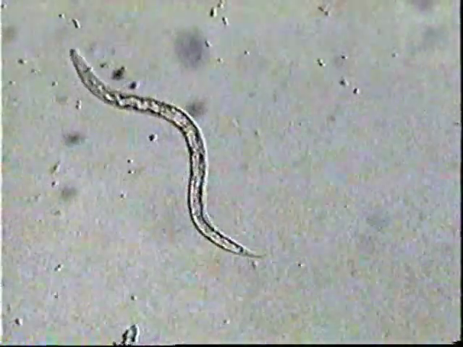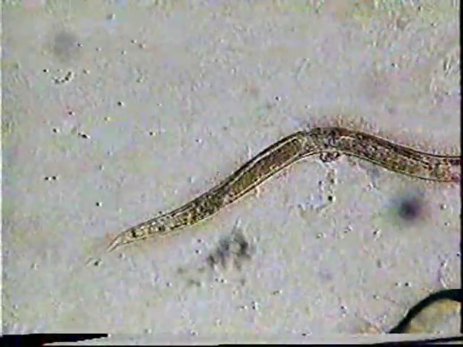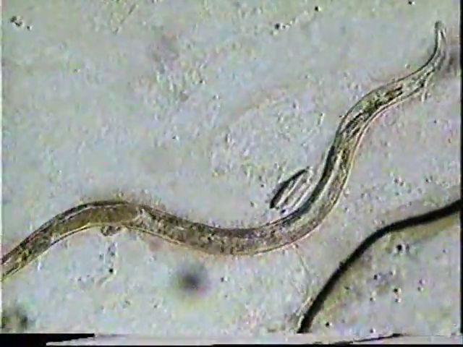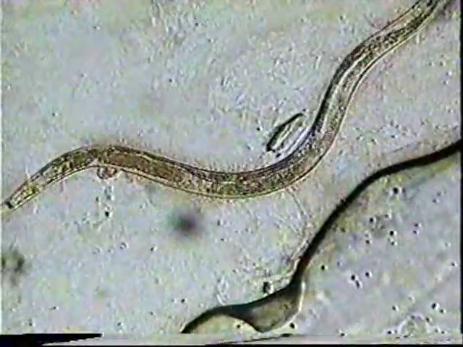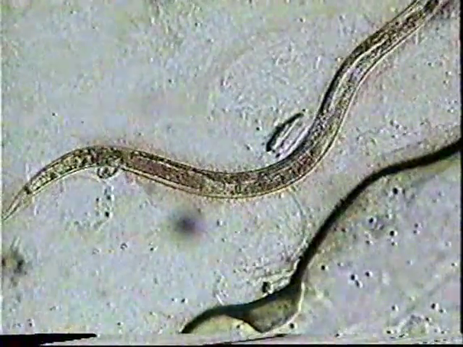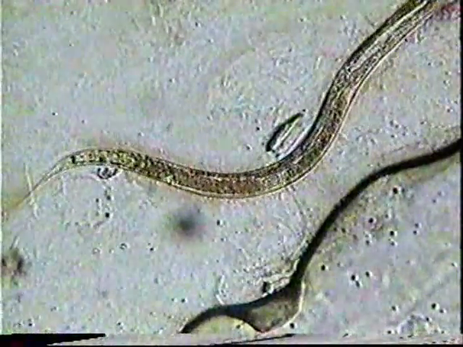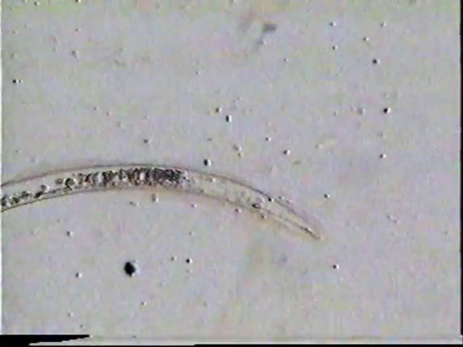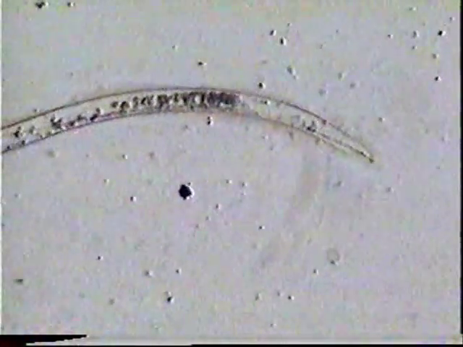The nematode molts two times more to become adult. Efficient predatory capability makes Seinura paratenuicaudata a potential candidate for biological control of nematodes of button mushroom.